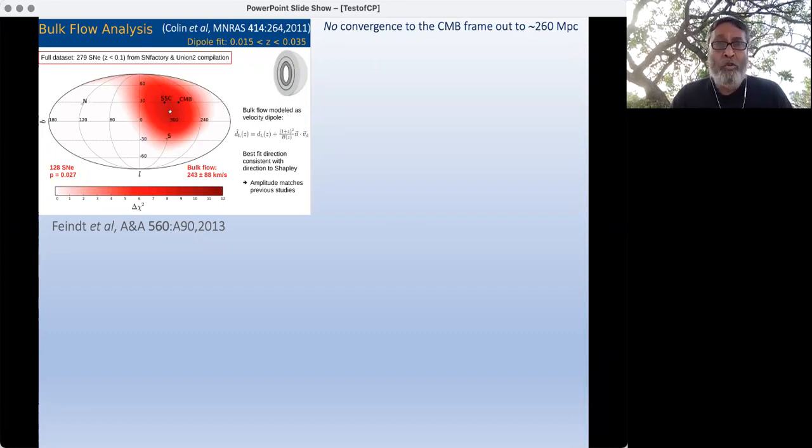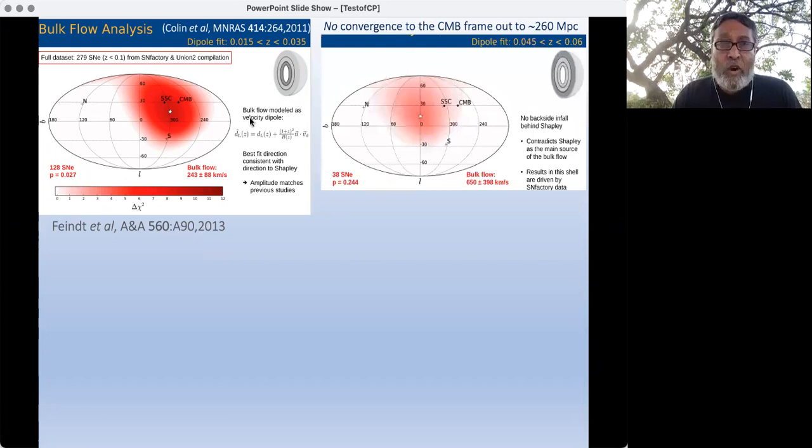lacking in Union 2. And they see a clear dipole, and you see here, this rejects isotropy with a p-value of 0.03, which is fairly significant, and you get a bulk flow of about 250 kilometers per second. If you go out to a higher redshift, this was in the redshift range 0.015 to 0.035, so that's about up to about 150 megaparsecs. If you go out to something like redshift of 0.1, so that's more like 300 megaparsecs, 0.06 is about 250.